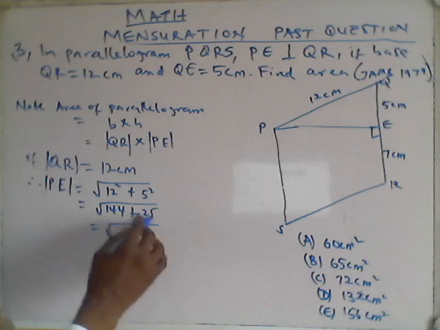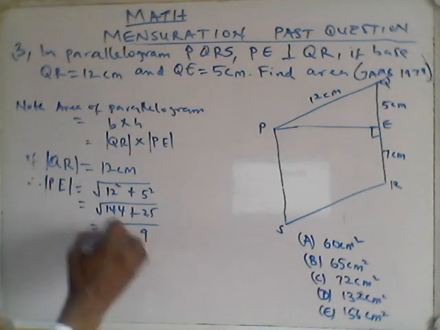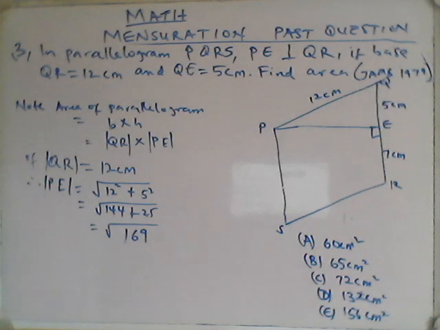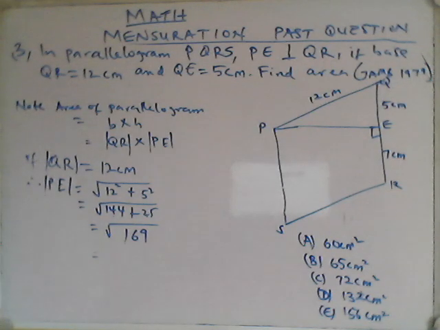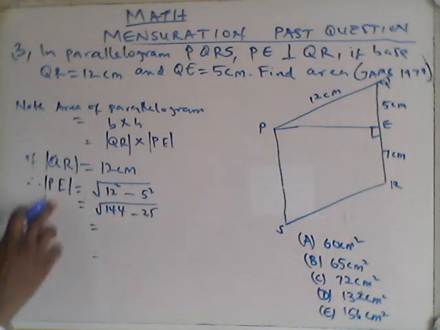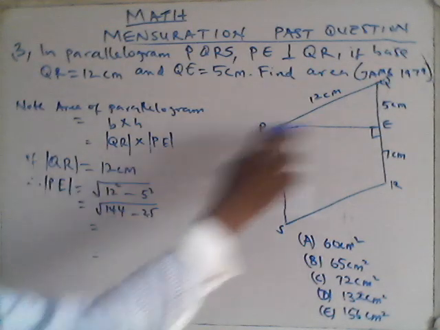Which is going to give me, how do we add this? This and this will give me 9. This and this will give me 6 and 1. Okay? Yeah? Okay, so I'm going to be getting 13. Now the square root of 169 will be 13. Okay, so we'll take it step by step. So this is the PE we're looking for.